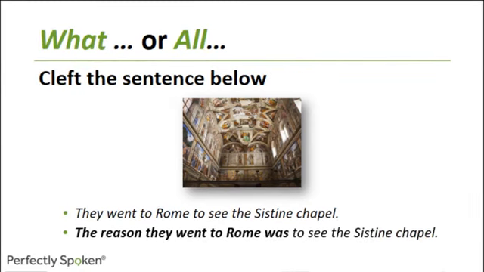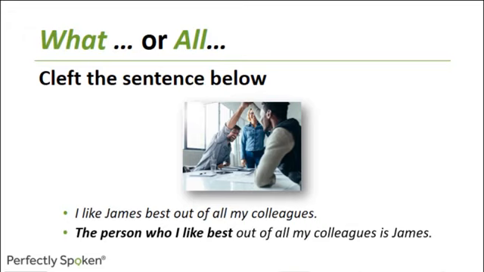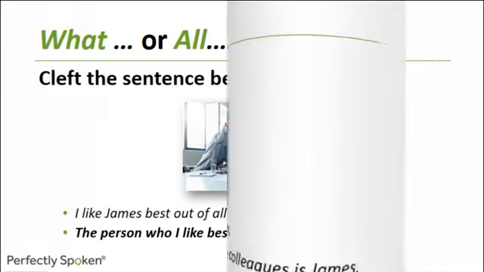Okay, you've got some workmates, some colleagues here, and the sentence says, I like James best out of all my colleagues. And this becomes, the person who I like best out of all my colleagues is James.